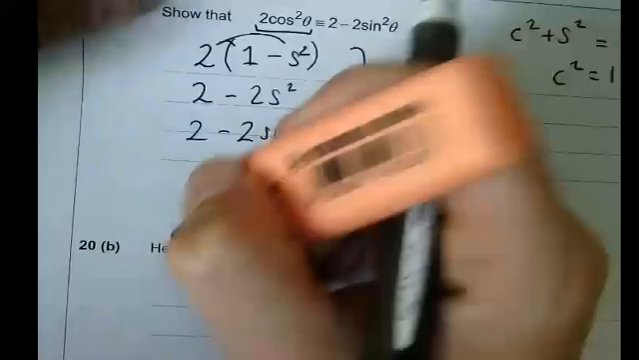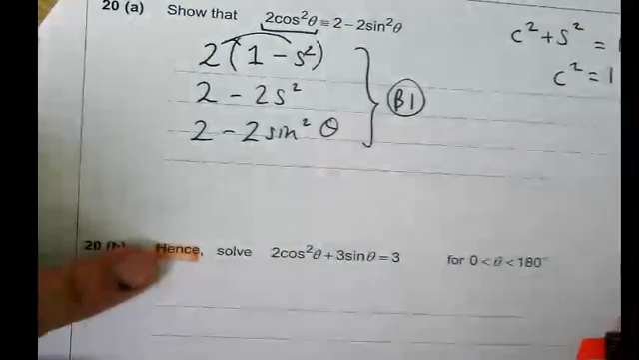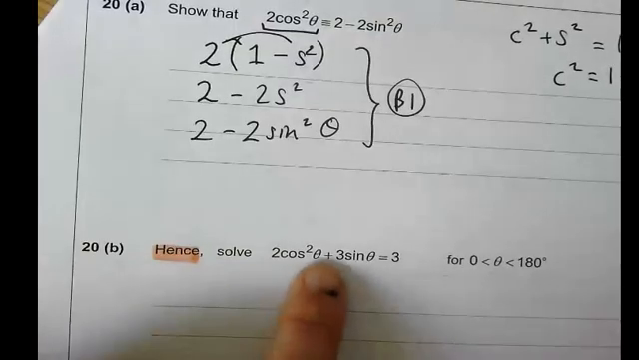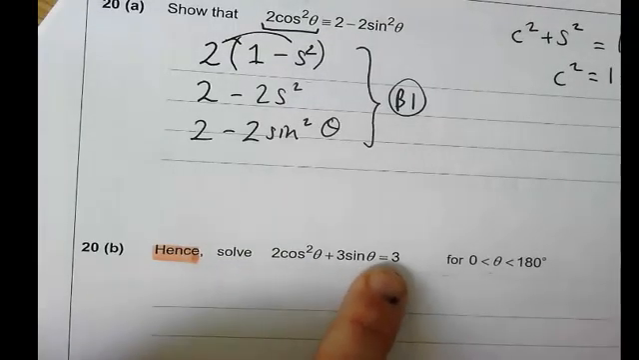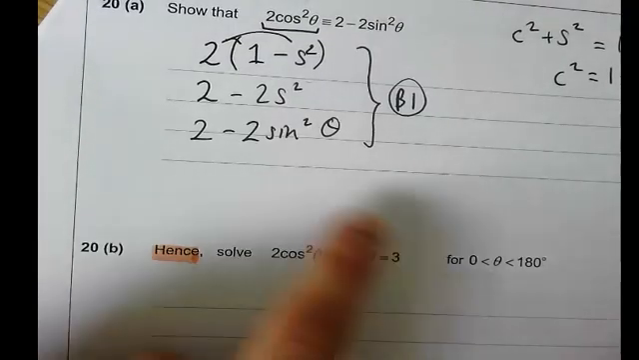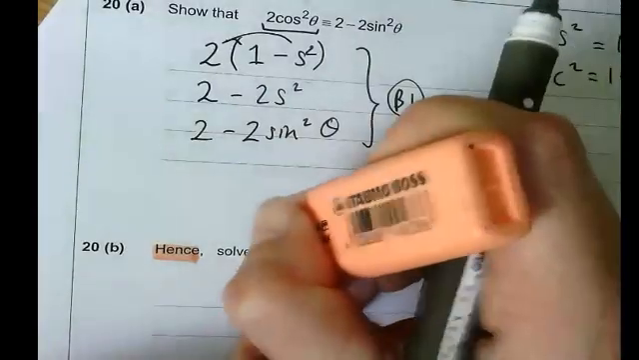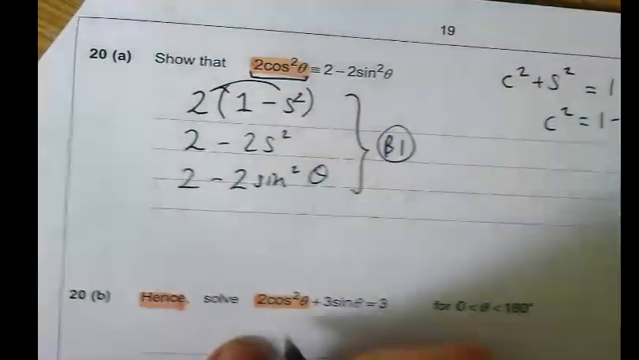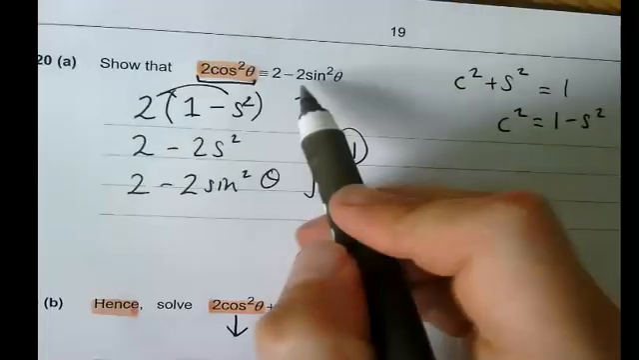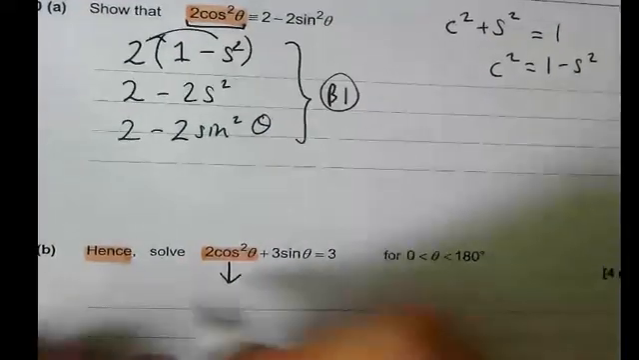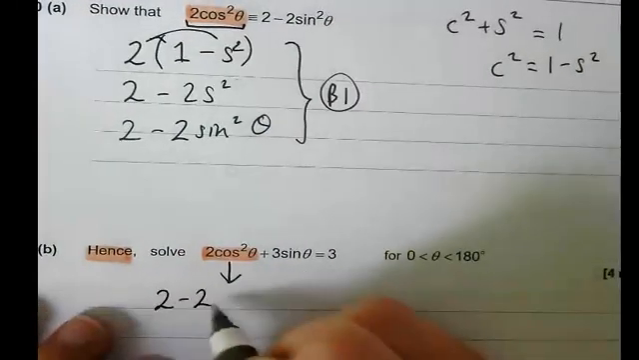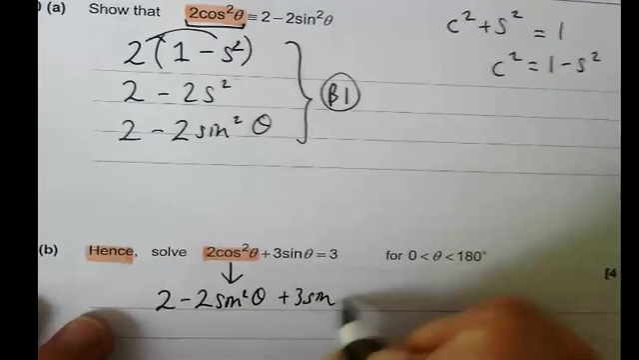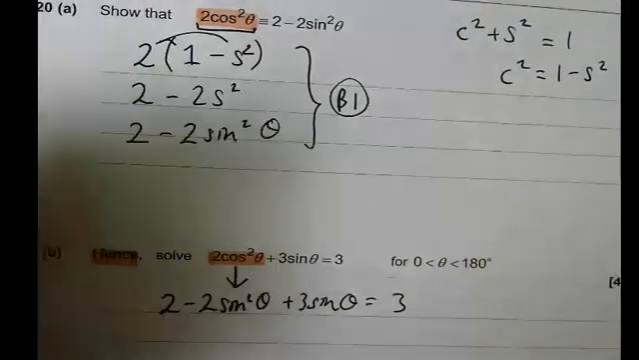Part B, hence, which means I'm going to use my answer to part A. Solve 2 cos squared theta plus 3 sine theta equals 3. They're saying hence, and I see that 2 cos squared theta up here, so they're pretty much telling me to write that as 2 subtract 2 sine squared. So I've got 2 subtract 2 sine squared theta plus 3 sine theta is equal to 3.